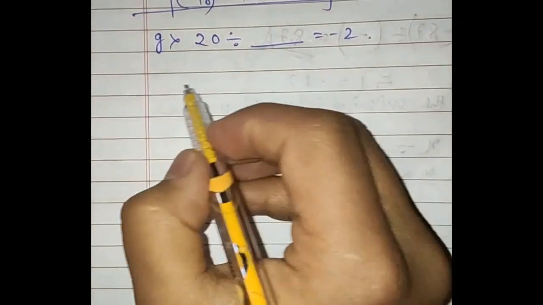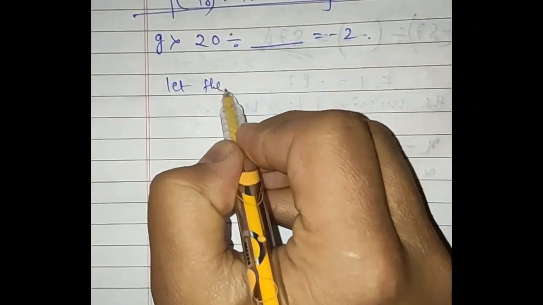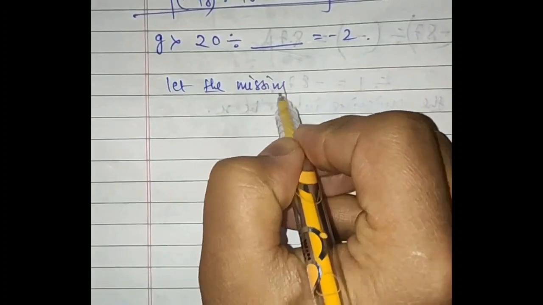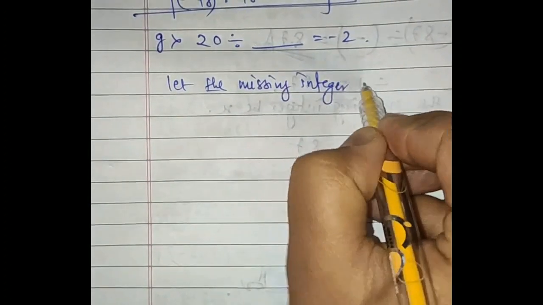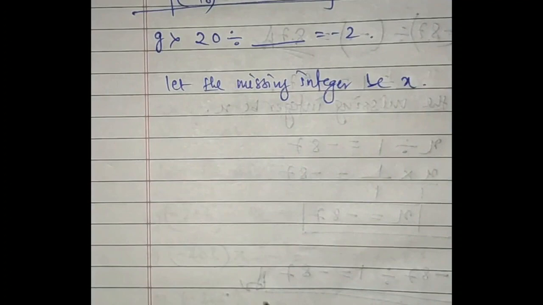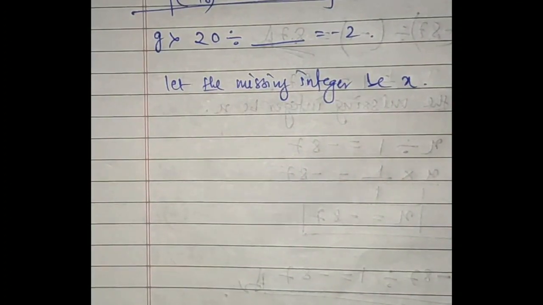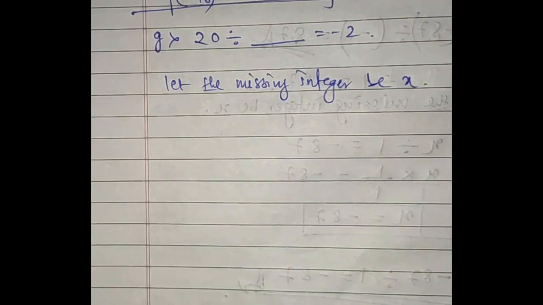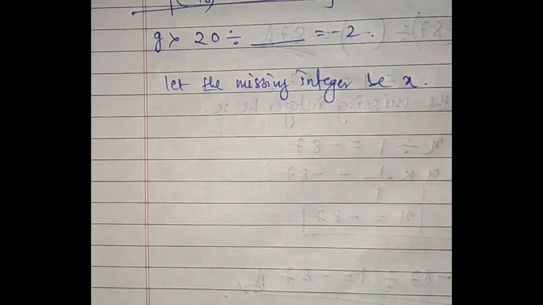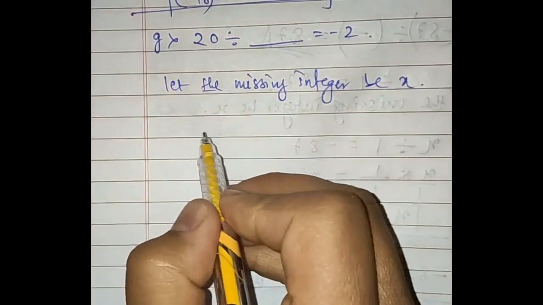So let us solve the next question. This is our next question, number G. Let the missing integer be x. I want you to note down with me so that it will be easy to understand. Just see the video properly first, pause it and try to solve it yourself. If you are not able to understand, rewind and try to learn it again. Try to listen to the explanation properly. Do not jump any step, do not skip any video, otherwise you will not be able to understand.